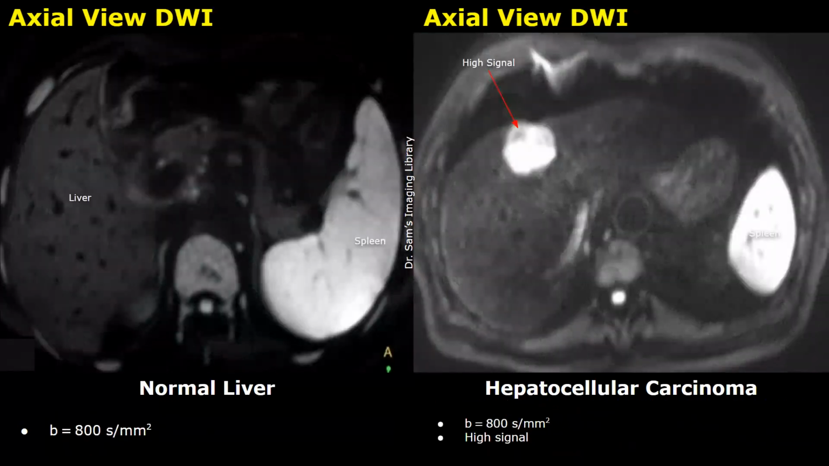This is a diffusion-weighted imaging, DWI, of the normal liver. The B value is 800 seconds per millimeter square. The normal liver will not have any strong signals in DWI. Hepatocellular carcinoma will give high signal in the DWI image.